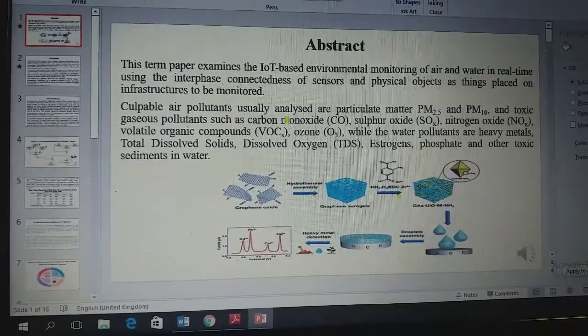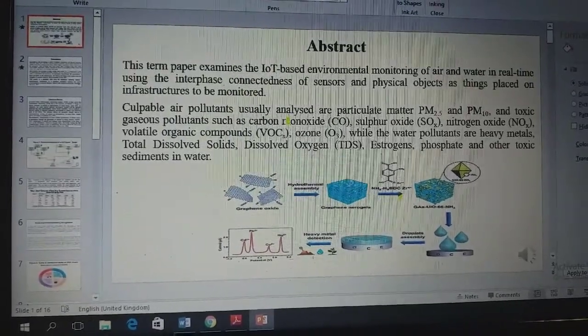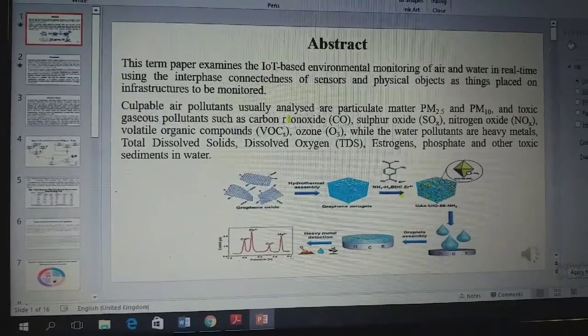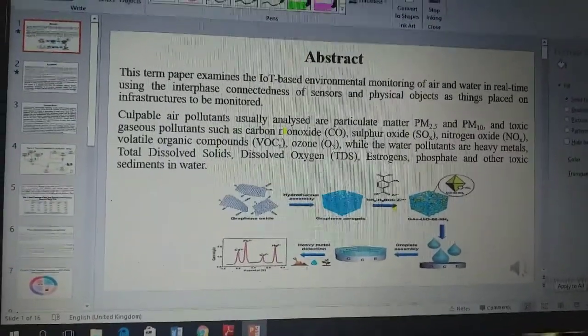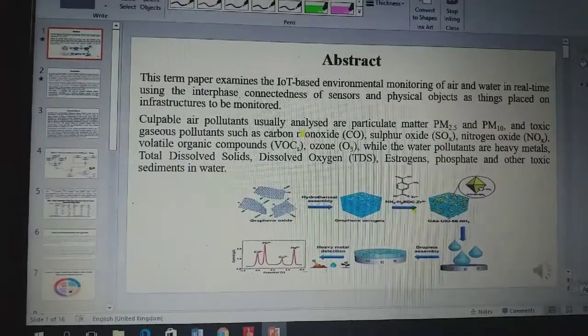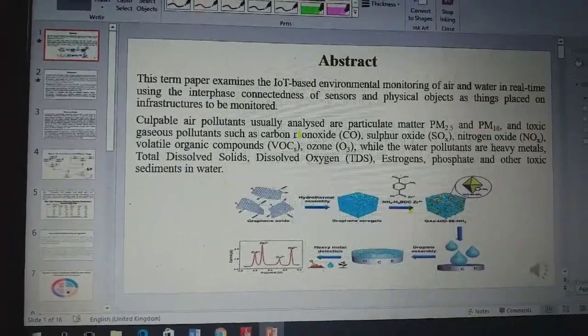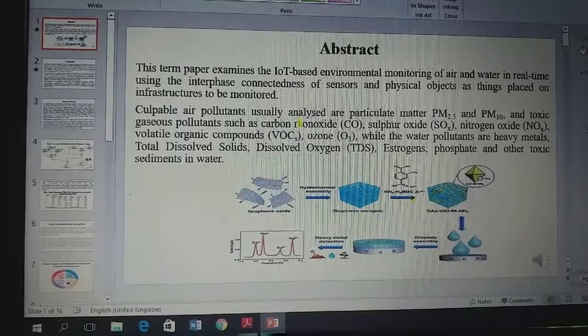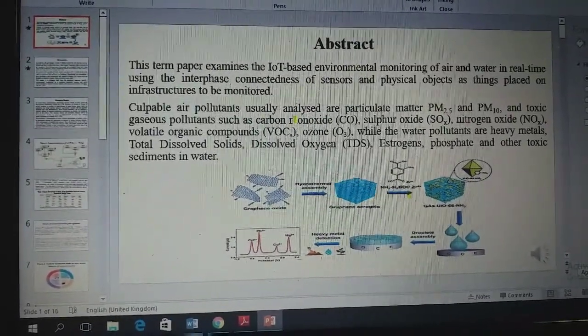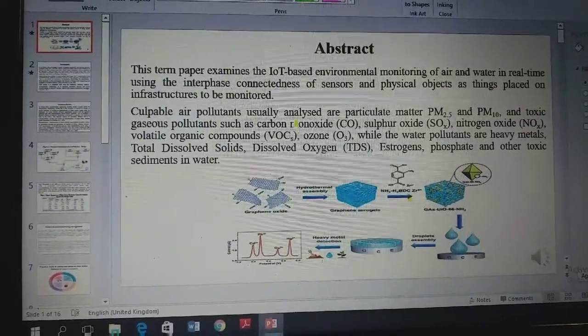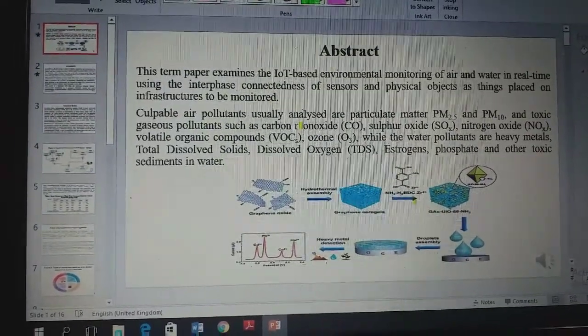The other one, which is the water, you can use the particular selective electrode and insert it in the water body. So these pollutants for air are particulate matters, toxic gaseous pollutants like carbon monoxide, sulfur oxide, nitrogen oxide, volatile organic compounds. For the water pollutants, you have heavy metals, you have dissolved oxygen, estrogens, phosphate, and all of those things.